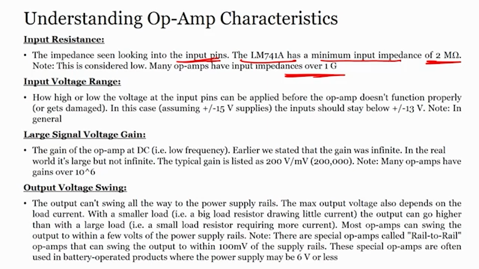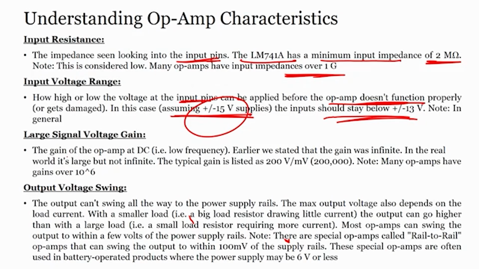Now, input voltage range: how high or low a voltage can be applied to the input pins before the op amp does not function properly, meaning it may get damaged. In this case, assuming plus minus 15 volts supply is applied, the input should stay below plus minus 13 volts. This is in general. If I apply plus minus 15, my input voltage range should be around plus minus 13 volts.